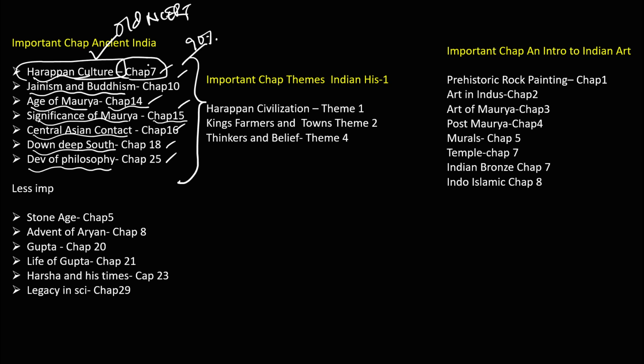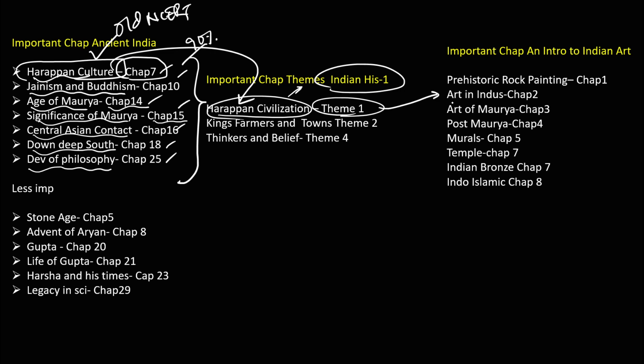chapter number 7, at that time you also have to read from Themes in Indian History, Harappan civilization, Theme 1 of this book, and after you read this, you have to read the art in Indus Valley civilization, chapter number 2 of this book. So once you complete the entire topic of Harappan culture.